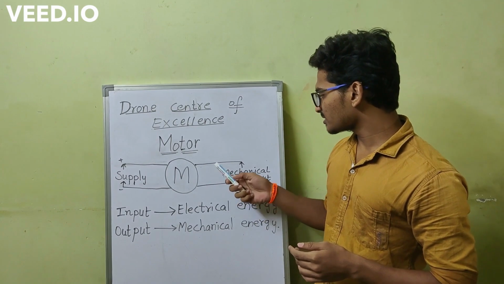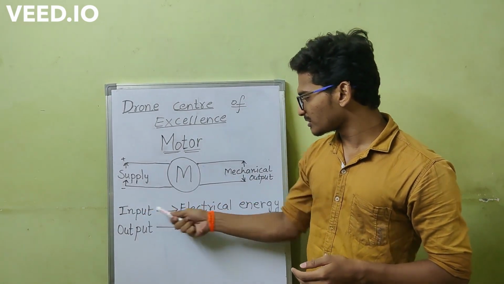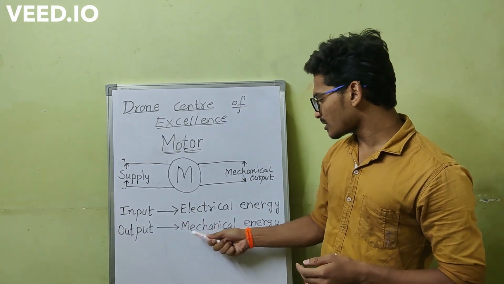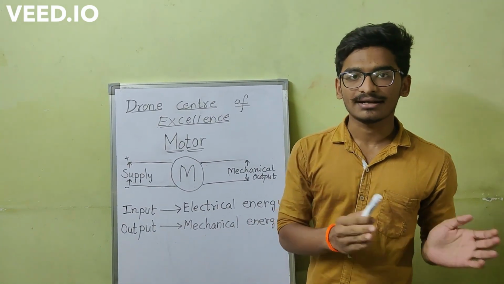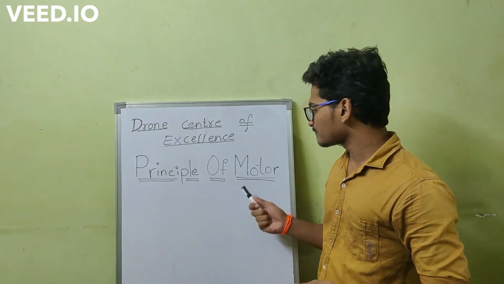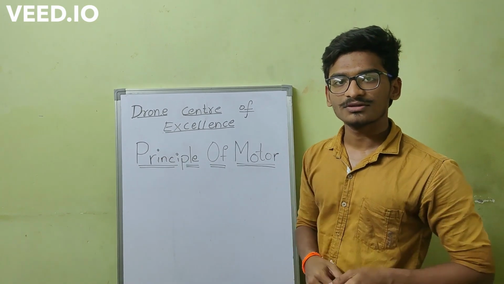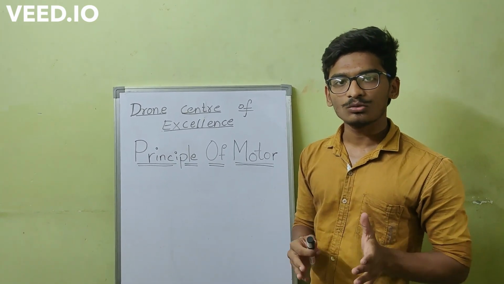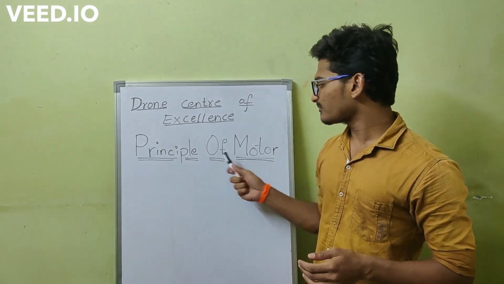The motor rotates. That means we are getting the mechanical output. Here, the motor takes input electrical energy and gives output mechanical energy. In simple words, we can say that the motor converts electrical energy to mechanical energy. Okay, here the question arises: how does the motor convert electrical energy to mechanical energy? We will see it. Principle of motor.